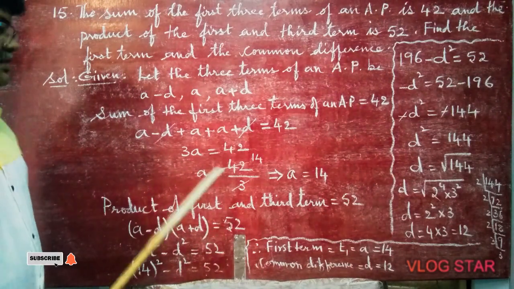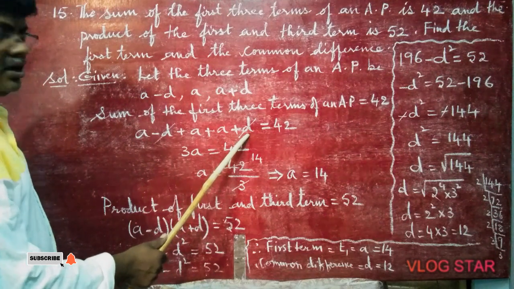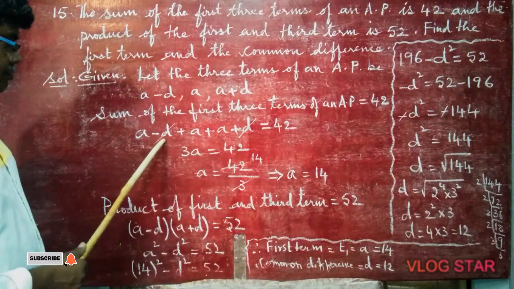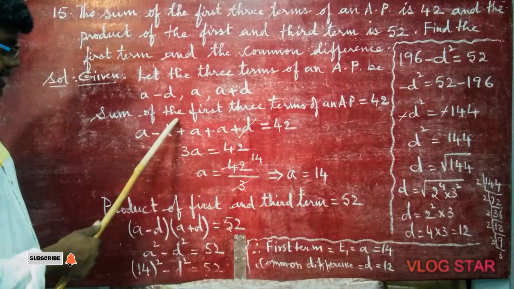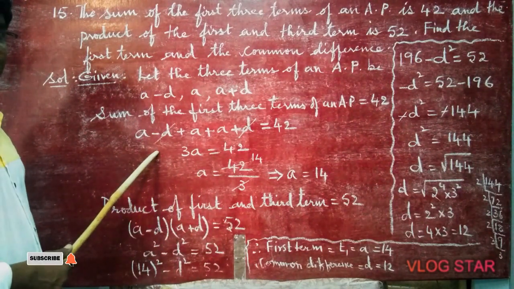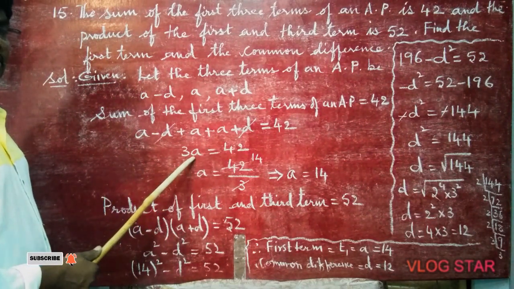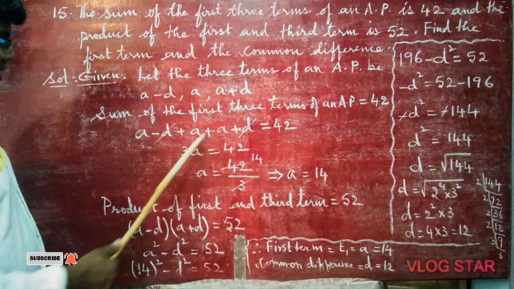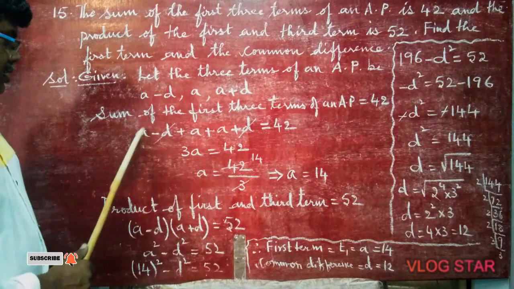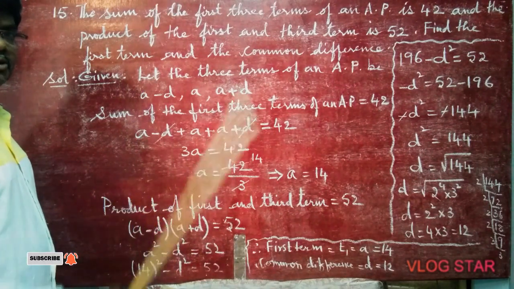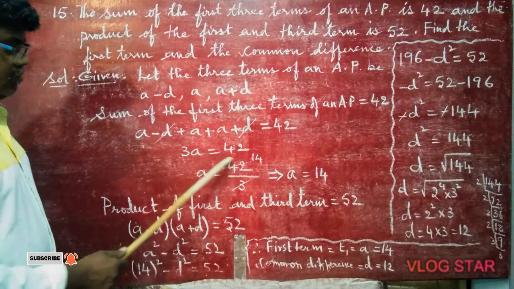Sum means what? Addition. A minus D plus A plus A plus D is equal to 42. Now you see, plus D and minus D get cancelled because of opposite signs. Easy calculation. A plus A plus A is 3A. You know how to add: A plus A is 2A, 2A plus A is 3A, equal to 42. Are you able to follow? Laddu plus laddu plus laddu, what? 3 laddus. In the same way A plus A plus A is 3A is equal to 42.